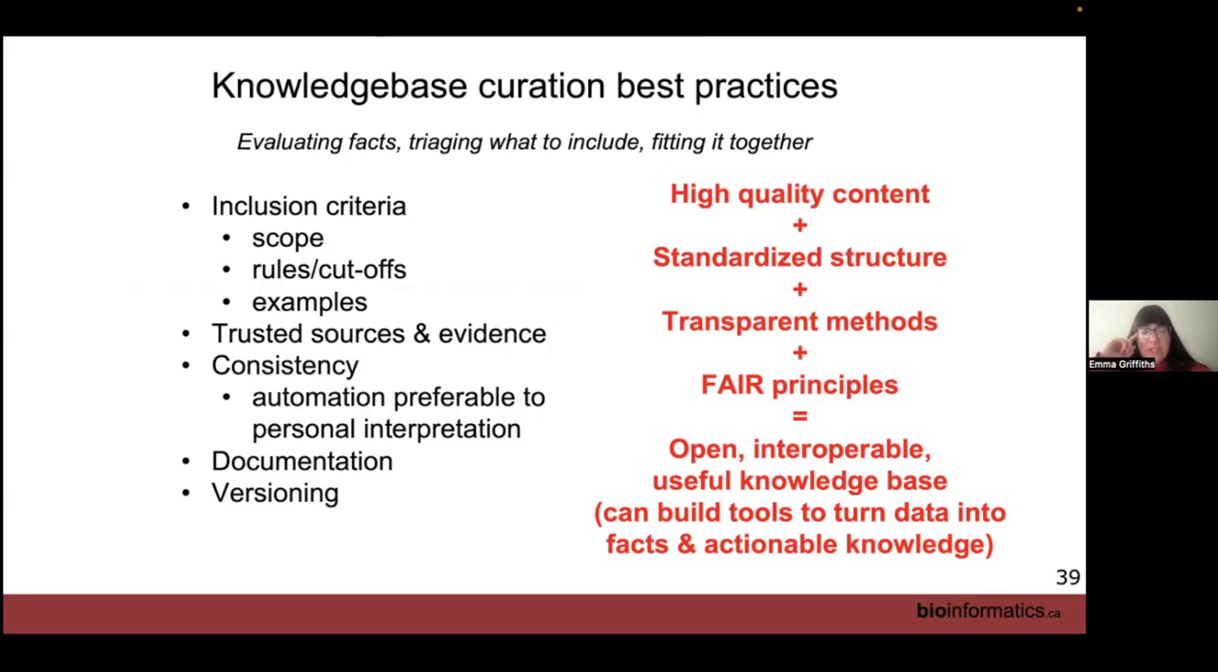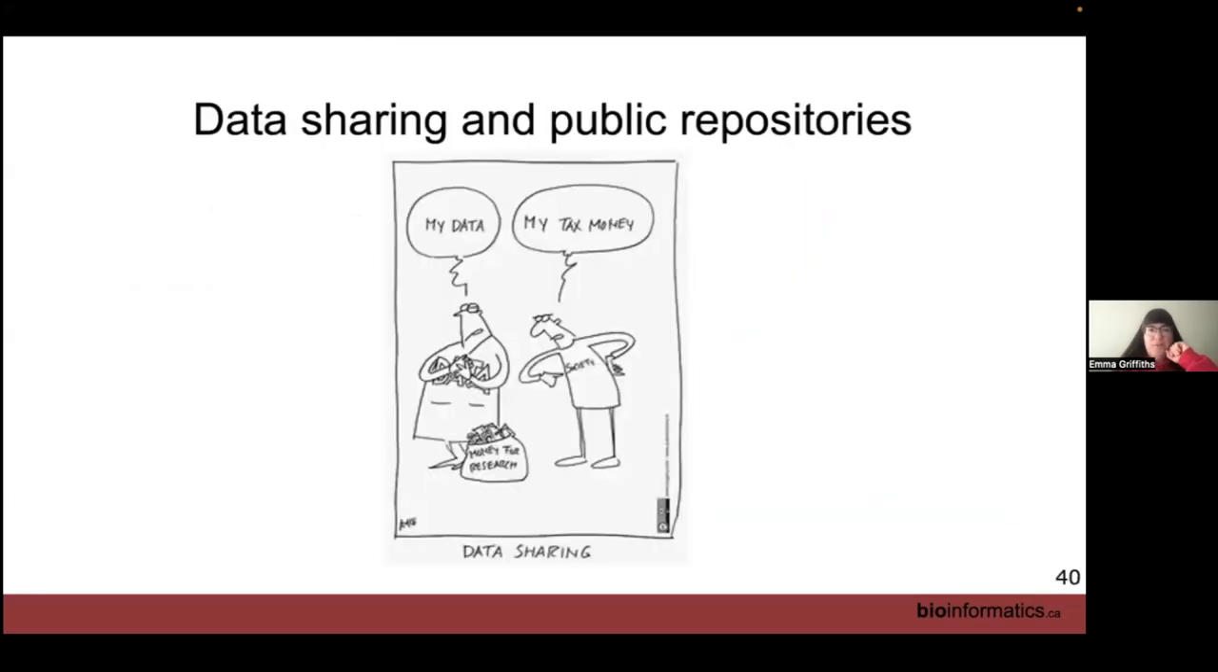And then finally, you need to make sure that you're versioning all of the different versions of your knowledge base so that whenever there are changes, people can identify when they happened and what those changes were. So if you use these different curation best practices, hopefully you end up with a great, open, interoperable, and useful knowledge base that can turn public health data into facts and actionable knowledge.